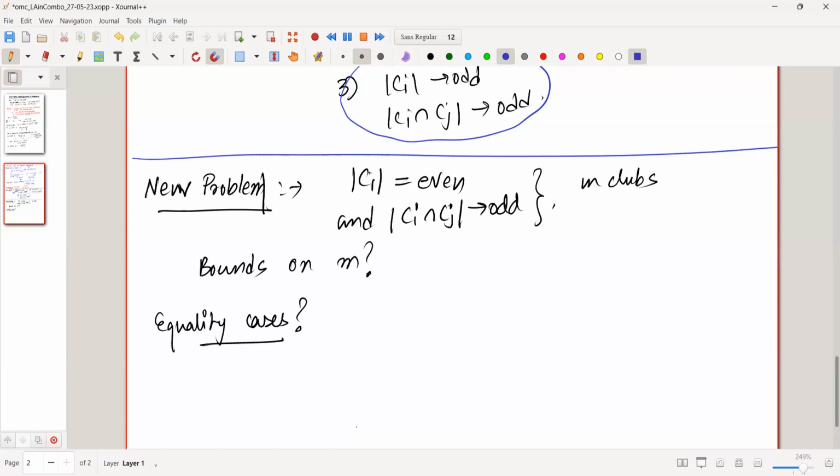For 3 elements, you can get {1,2}, {1,3}, and {2,3}. So you can at least get n clubs. Okay, but that seems too few. And for maybe, let's say, 4, what can you do?